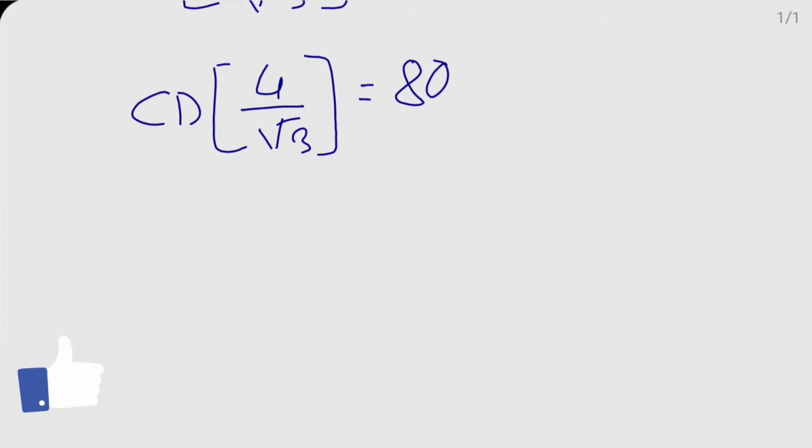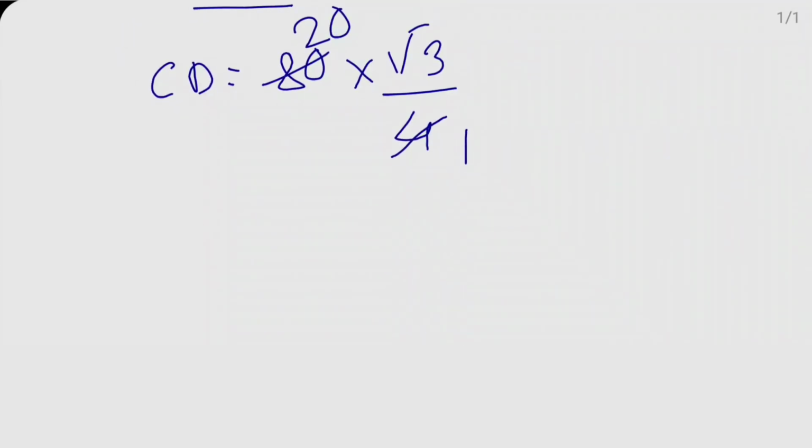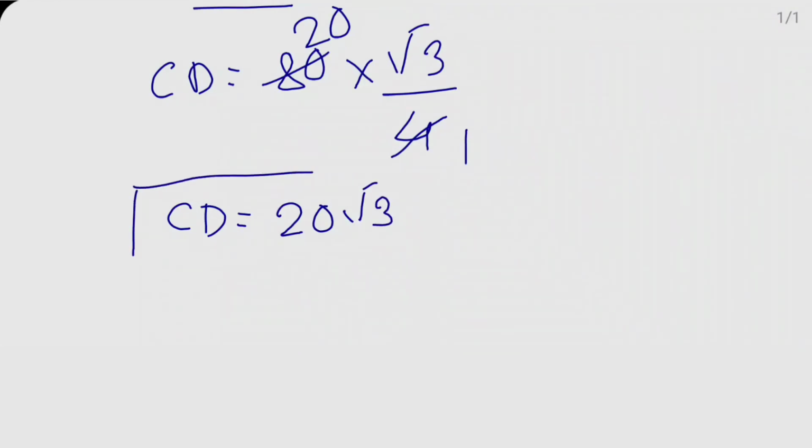So now here CD equal to 80, this comes to the RHS side. So that time multiplication becomes a division and division becomes a multiplication. So root 3 by 4. Is it clear? And now here 4 ones are 4, 4 twos are 8, so 80 divided by 4 is 20. So here CD equal to 20 root 3. So it is the CD. CD means the height of the pole. So CD equal to AB.